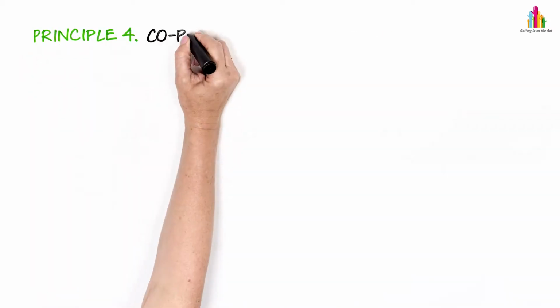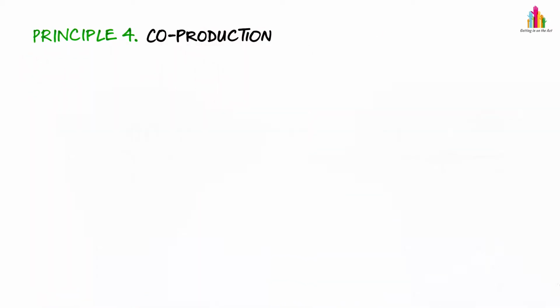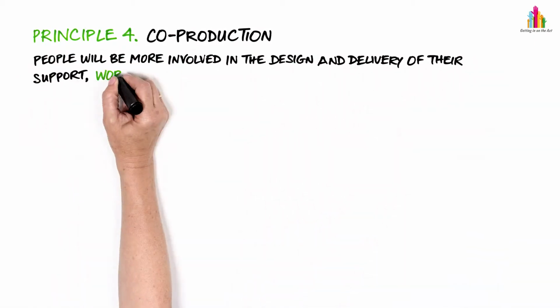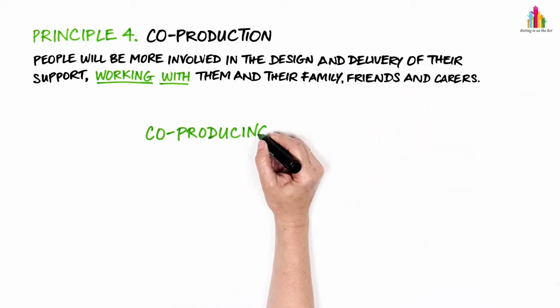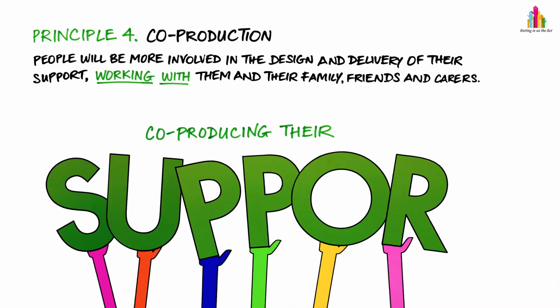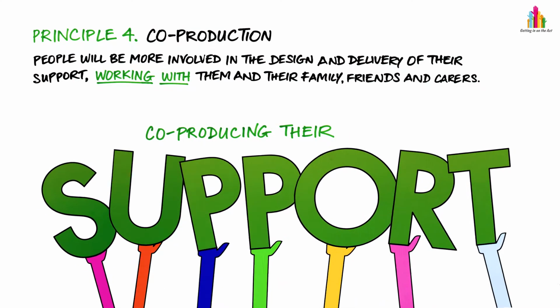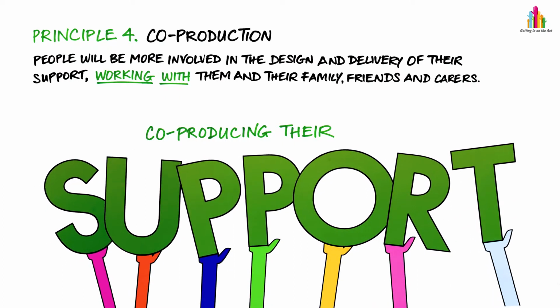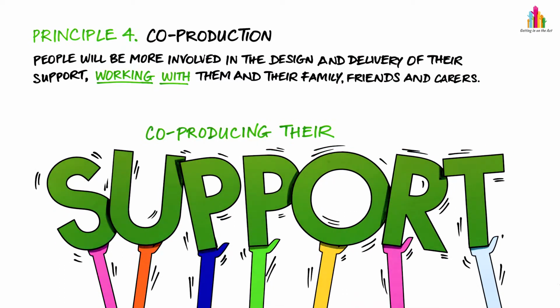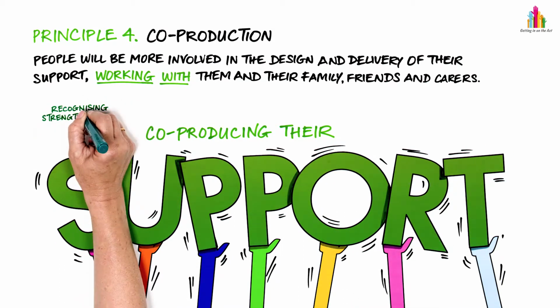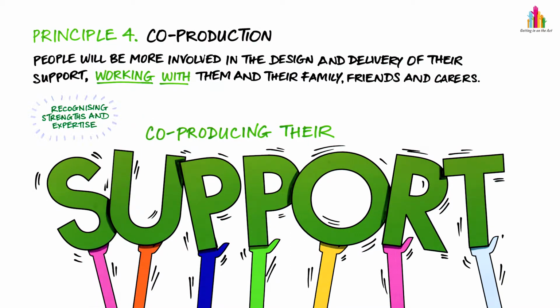Principle 4. Co-production. Under the Act, individuals will be more involved in the design and delivery of their support. It will mean working with them and their family, friends and carers, so their care and support is the best it can be. Involving individuals more will also help to change their relationship with services, so they will no longer simply be using the services but also helping to design and deliver them. It recognises their strengths and the expertise they can bring too. This will ensure our care and support services are designed around what matters most to the individual.